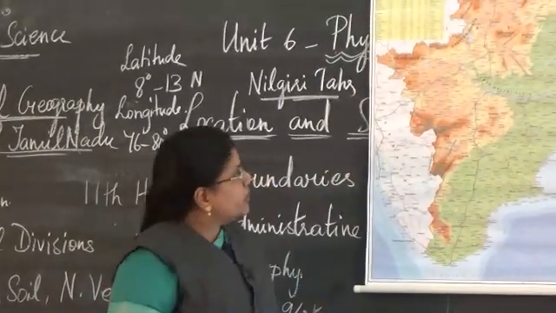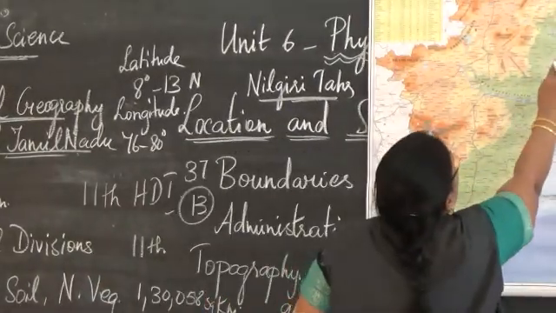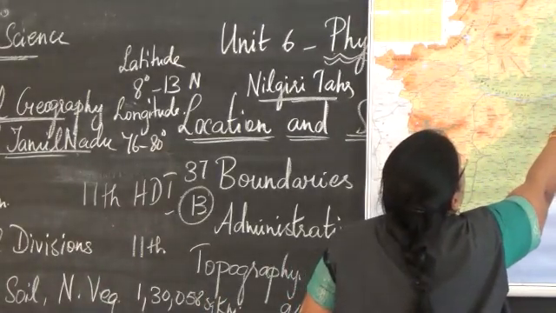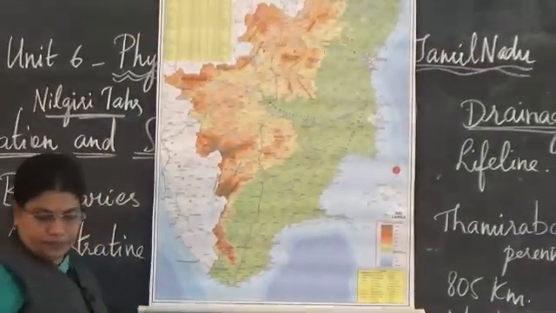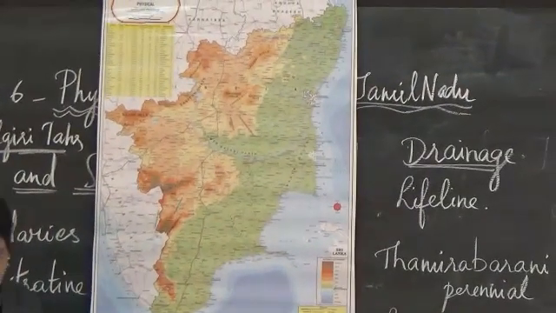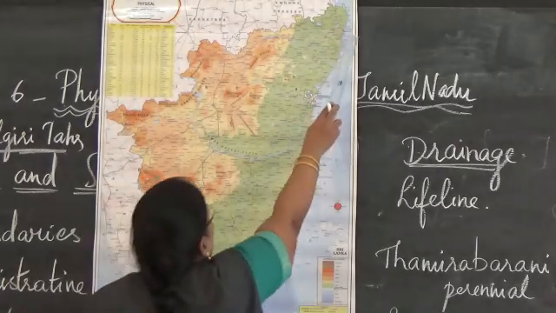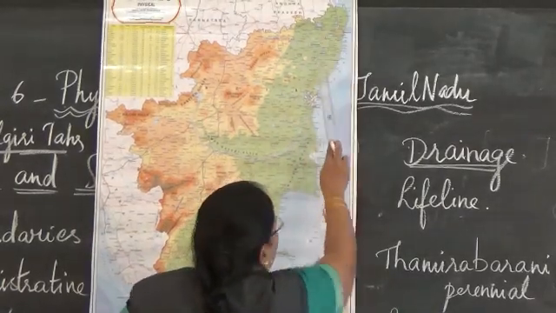It flows through the districts of Vellore and Kanchipuram, and drains into the Bay of Bengal in the place called Kuvattur.